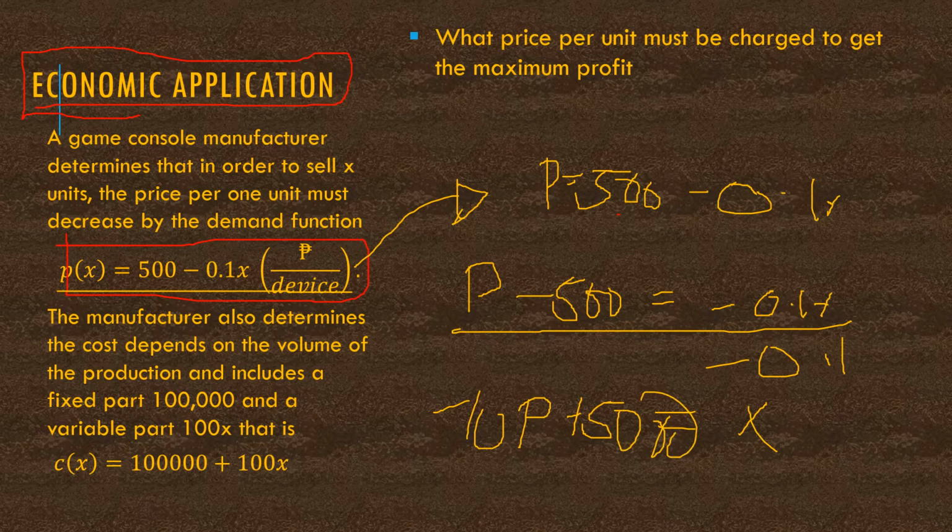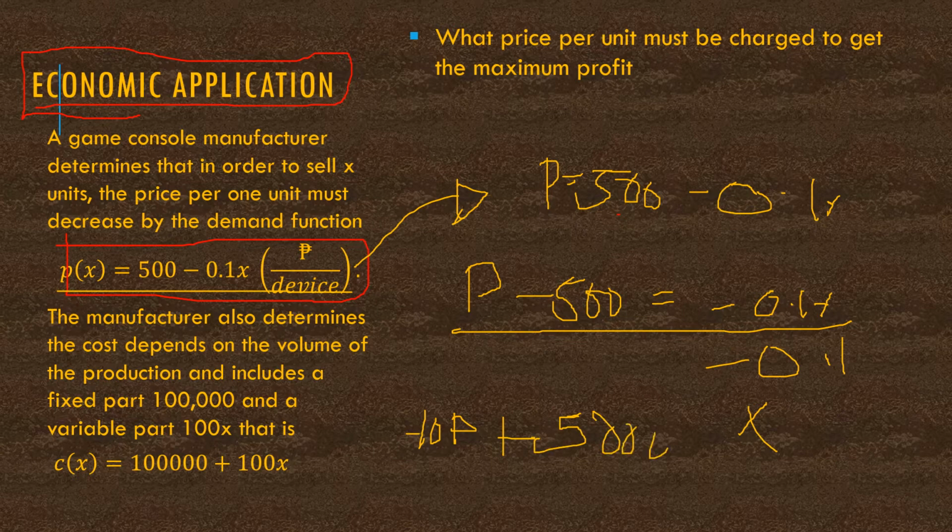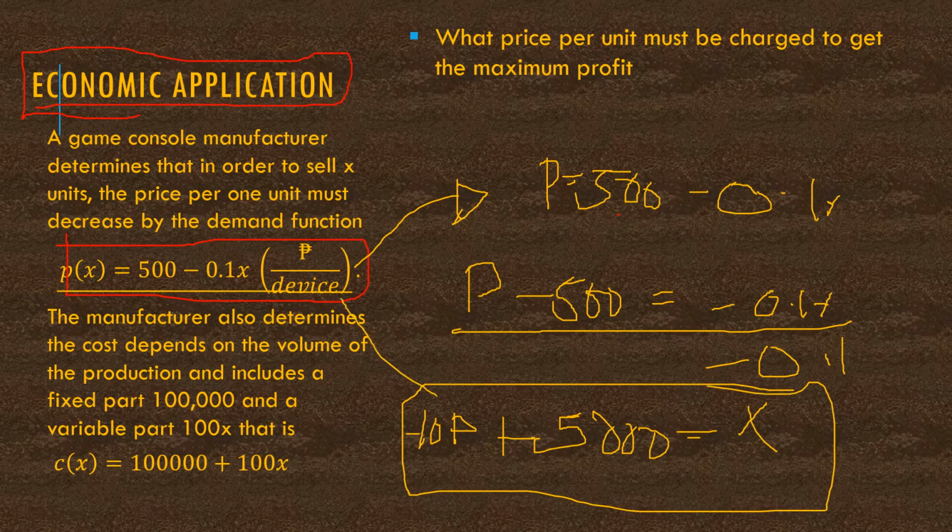Pasensya na, hindi kasya. There, so we have here 10p plus negative 10p, sorry, plus 5,000 is equivalent to the x, which is considered to be your quantity. So this function as a quantity demand function is also the same with this one. Okay, but since in the problem we have a price function, then we have to use the price function.